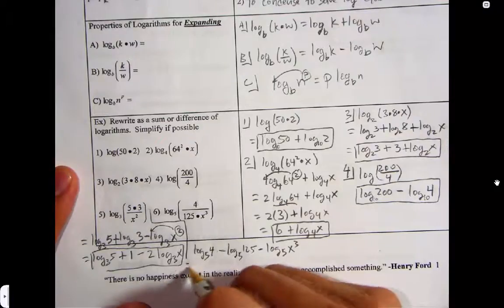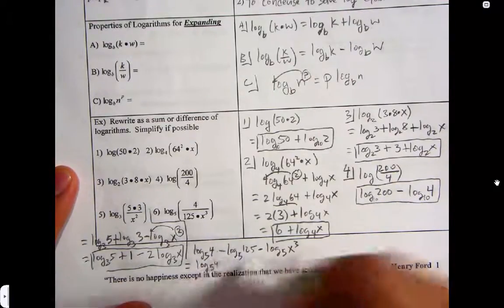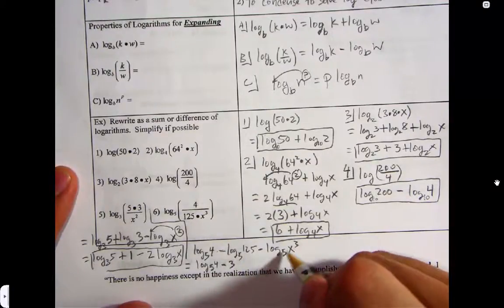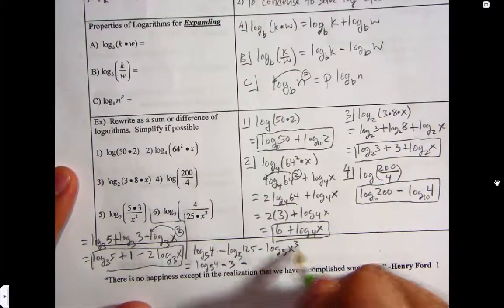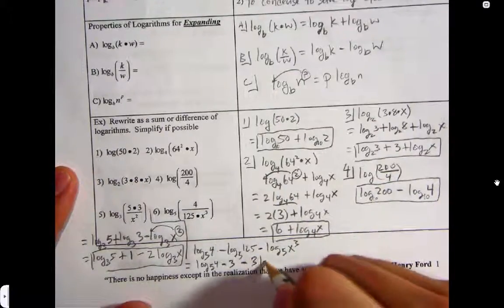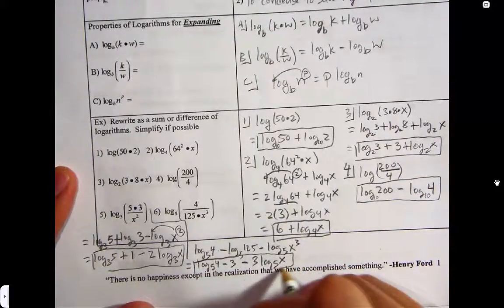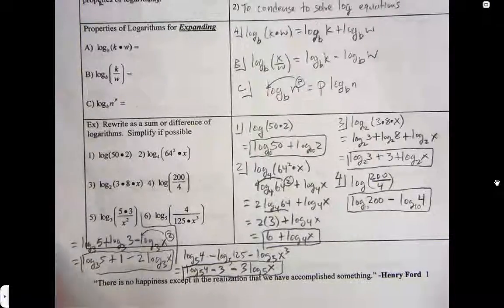Now I'm going to simplify. 5 to the what gives you 4? Don't know. 5 to the what gives you 125? 3. 5 to the what gives you x? Don't know. The 3 I can bring down from the exponent, and it becomes multiplication. And that's our answer. Thank you for your time. This is classwork 5.5, properties of log, expanding, part 1.